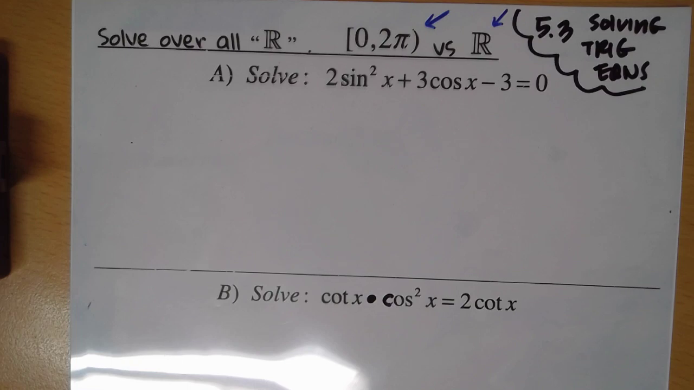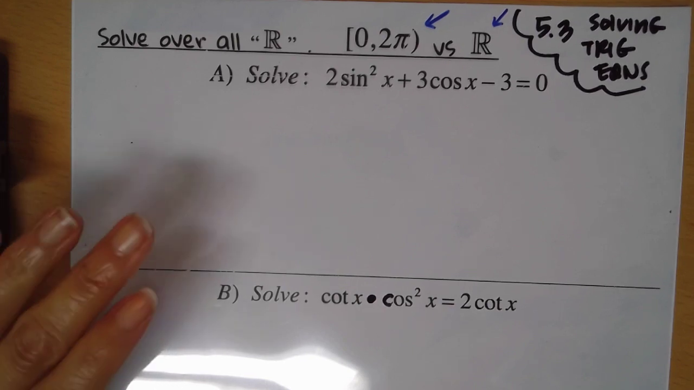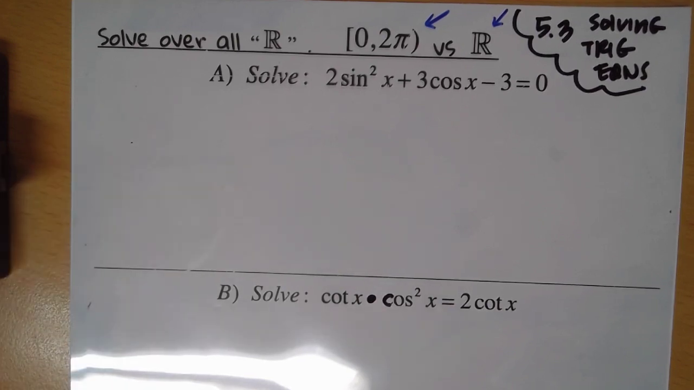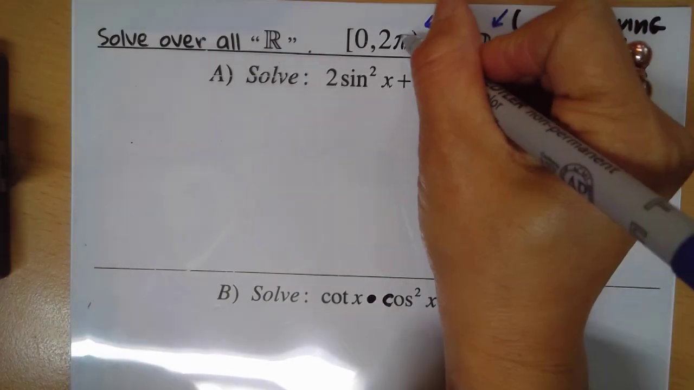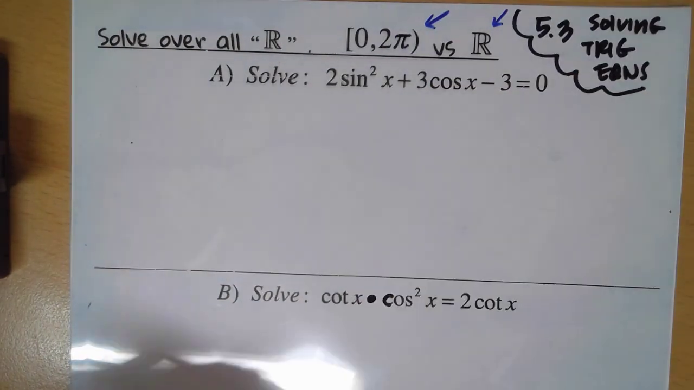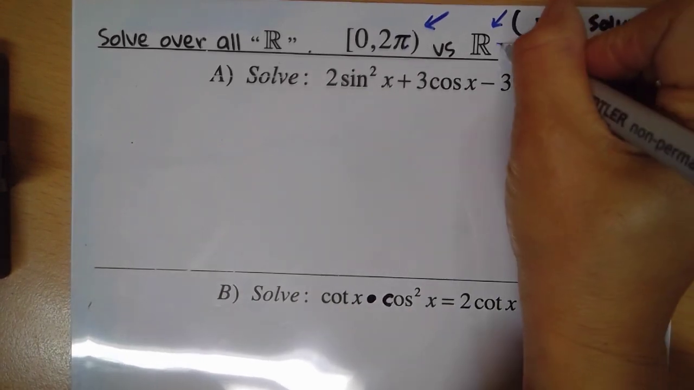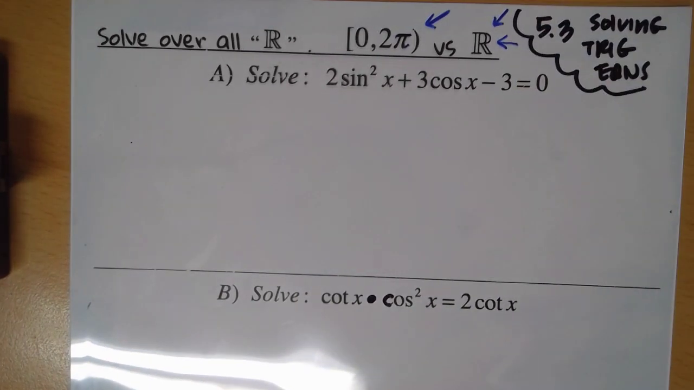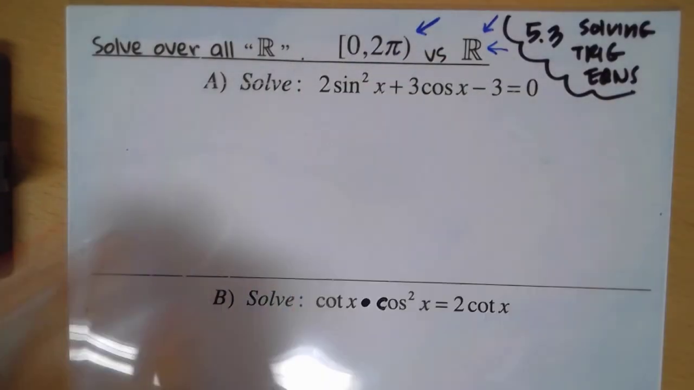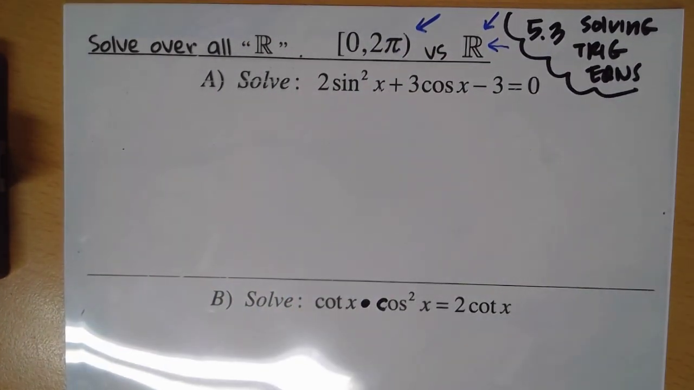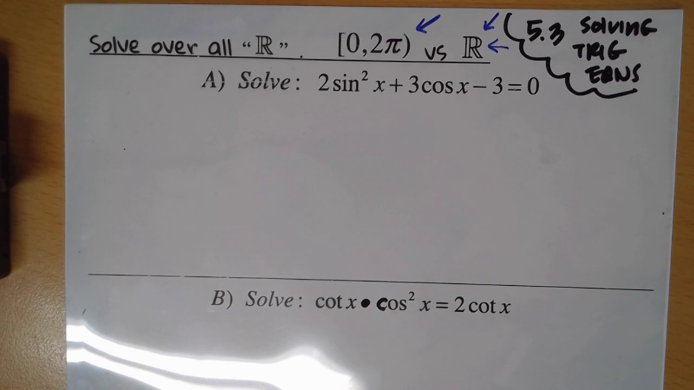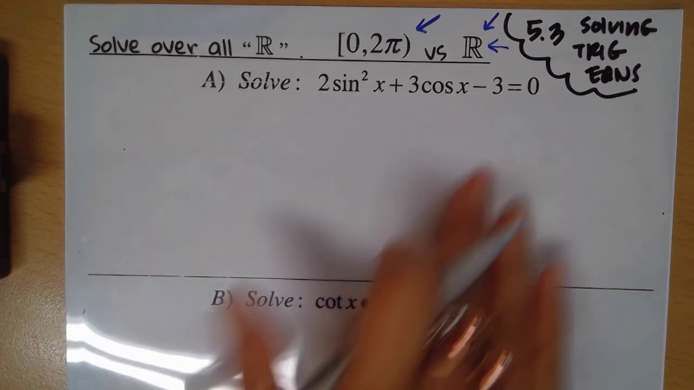Welcome back. So this is the final section of 5.3, solving trig equations. Now, the only major difference between this section and the ones that you've been working on already is the restriction. You know how we've been restricting it from 0 to 2 pi normally? But now we're not going to restrict it, so it's going to be over all real numbers. So we're looking for every solution. As these are periodic functions, they go on forever and ever, and we are looking for every single solution for which this equation is true.